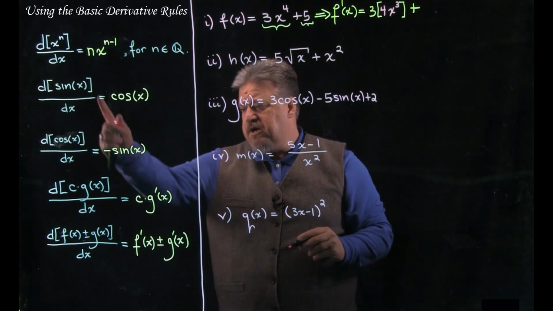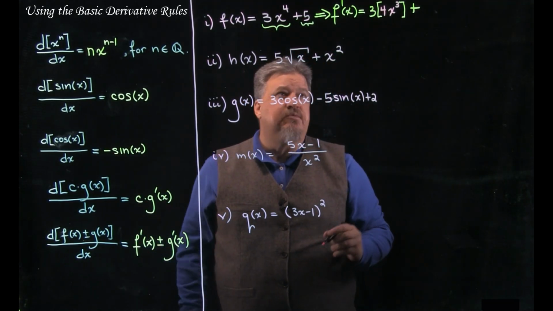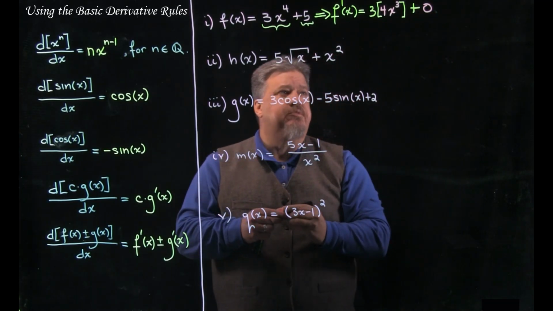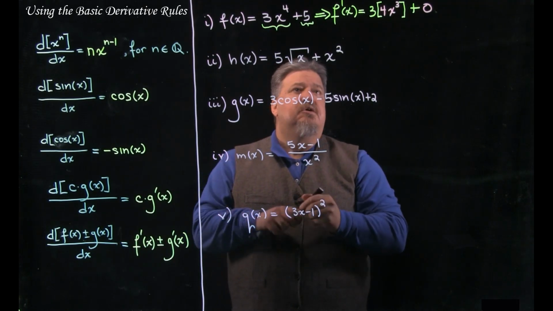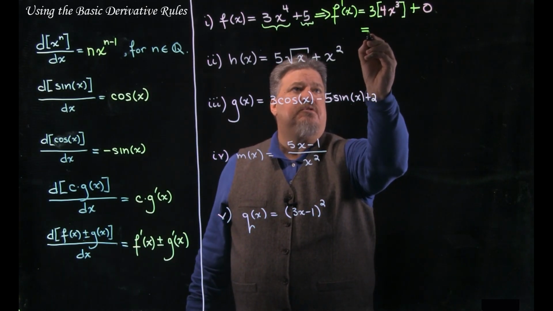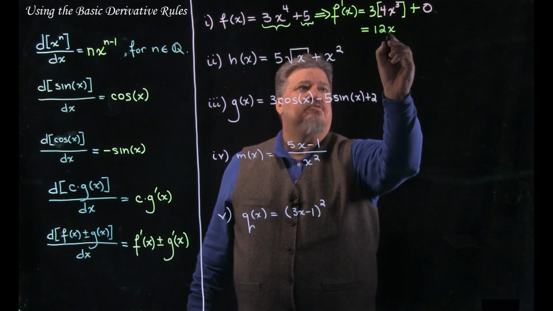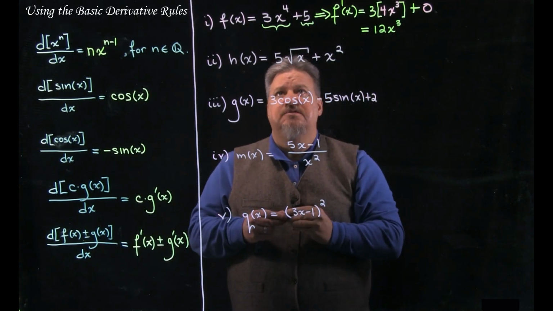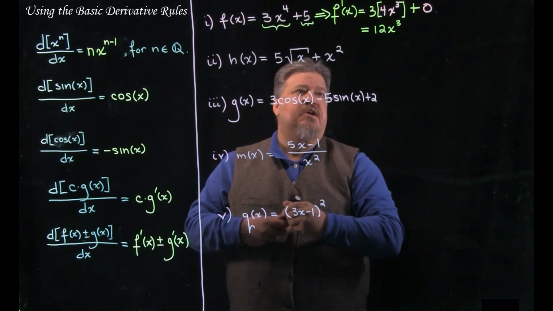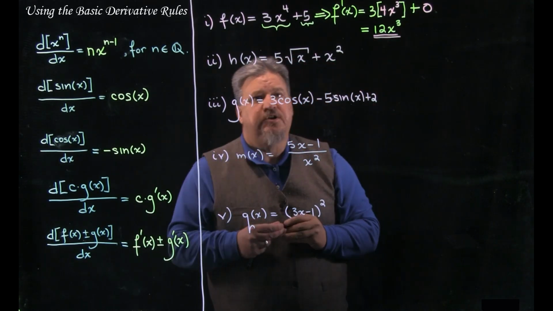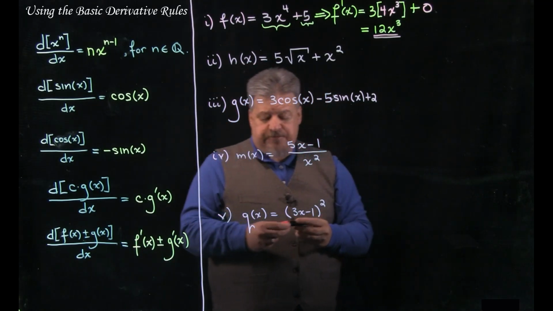Now, the derivative of a constant is 0. So the derivative of 5 is 0. Okay, computed separately. Finally, what do we have as our final answer for the derivative? 3 times 4 is 12, 12x cubed. That's the derivative of 3x to the fourth plus 5. Okay, now let's look at the second example.